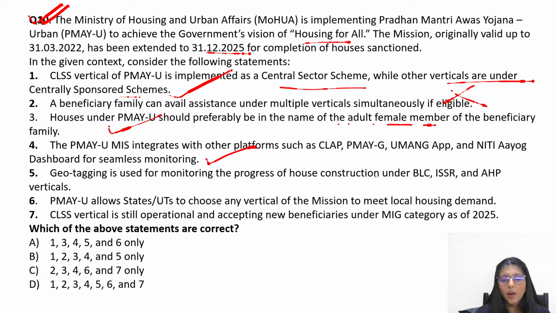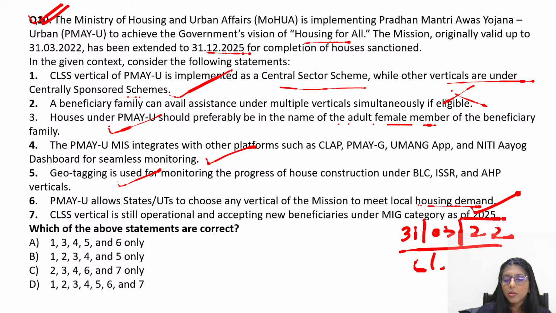Pradhan Mantri Awas Yojana Urban allows states and UTs to choose the vertical of the mission to meet the local housing demand. Yes, correct. CLSS vertical is still operational and accepting new beneficiaries under MIG categories as of 2025. CLSS vertical for MIG category was closed on 31st March 2022. It is not operational as of 2025. This CLSS vertical got closed, so it's incorrect.